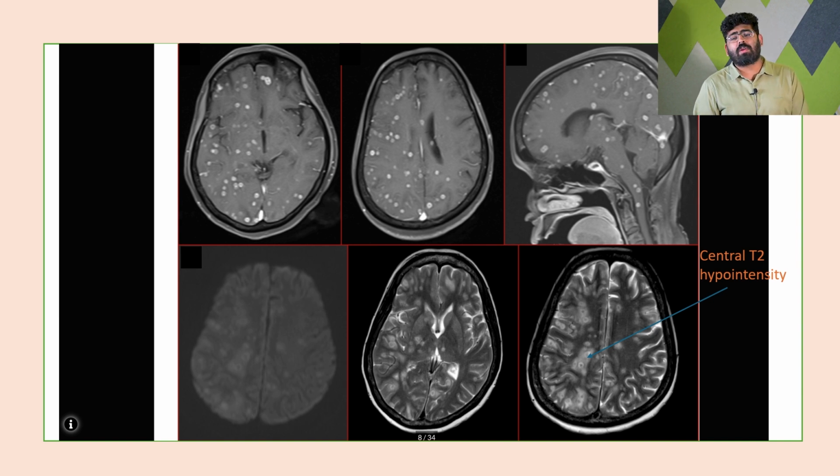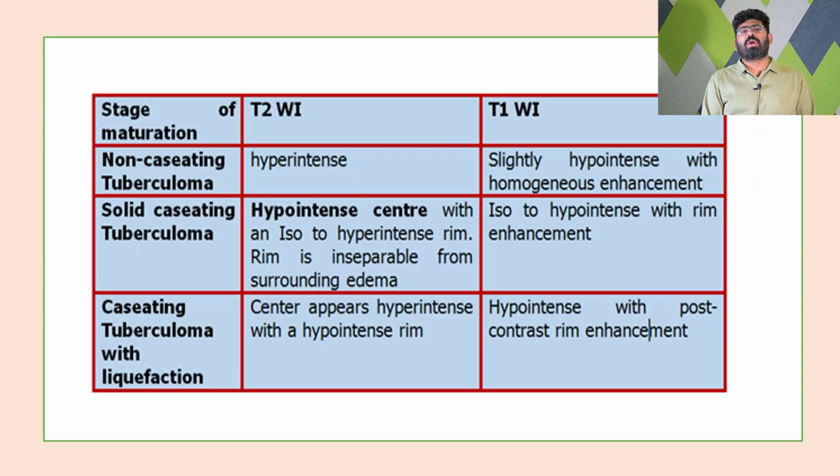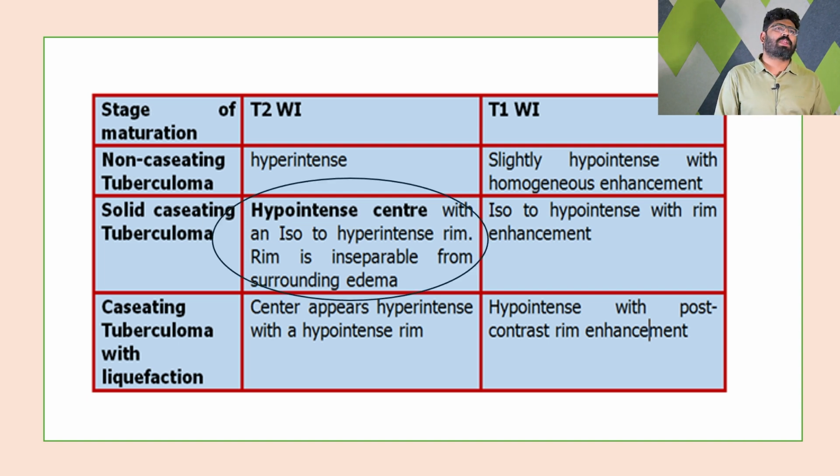The T2 central of T2 is hypo. The hypo T2, this is very important. Why am I saying this? The central T2 hypo is central solid caseating tuberculoma. So only a T2 hypointense center will be in solid caseating. The rest will be hyper. So that is why I'm saying it is important.